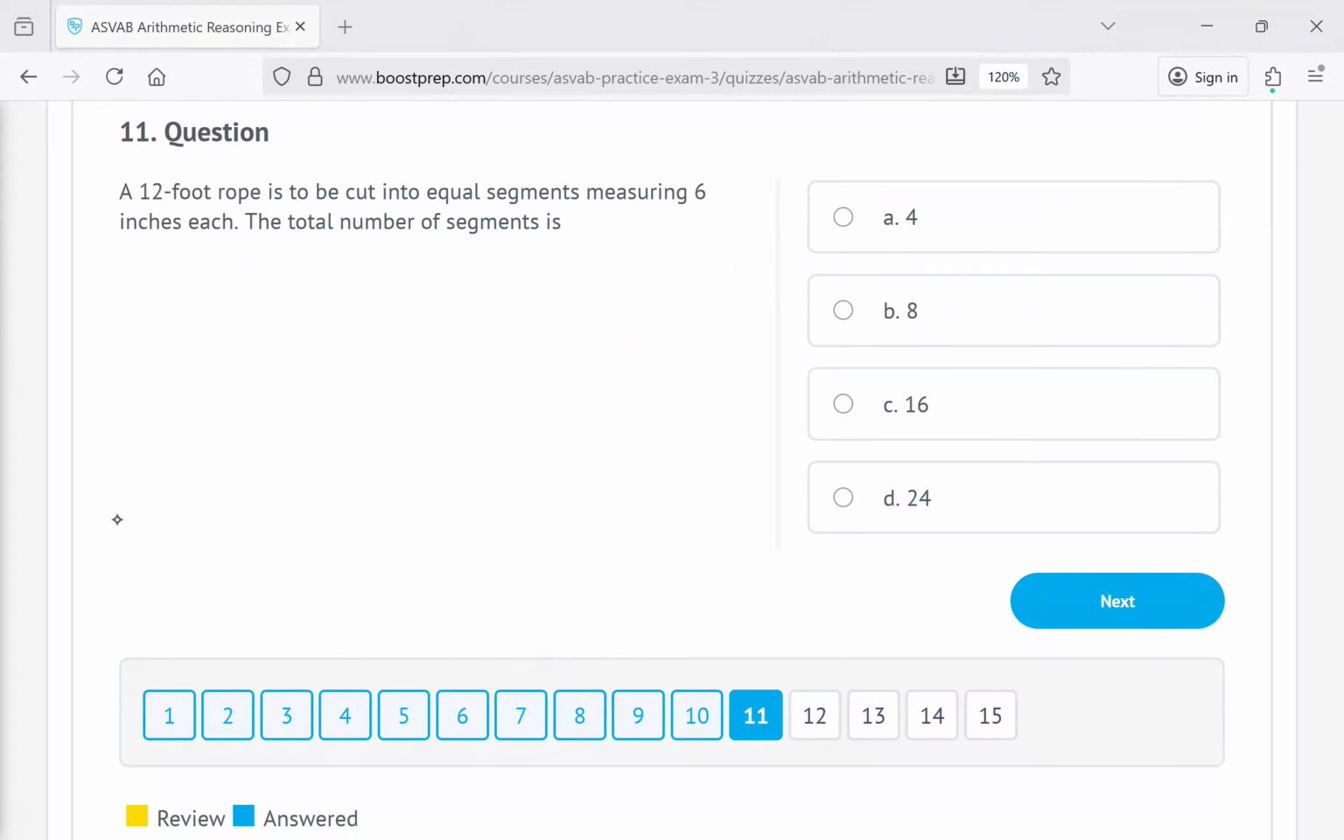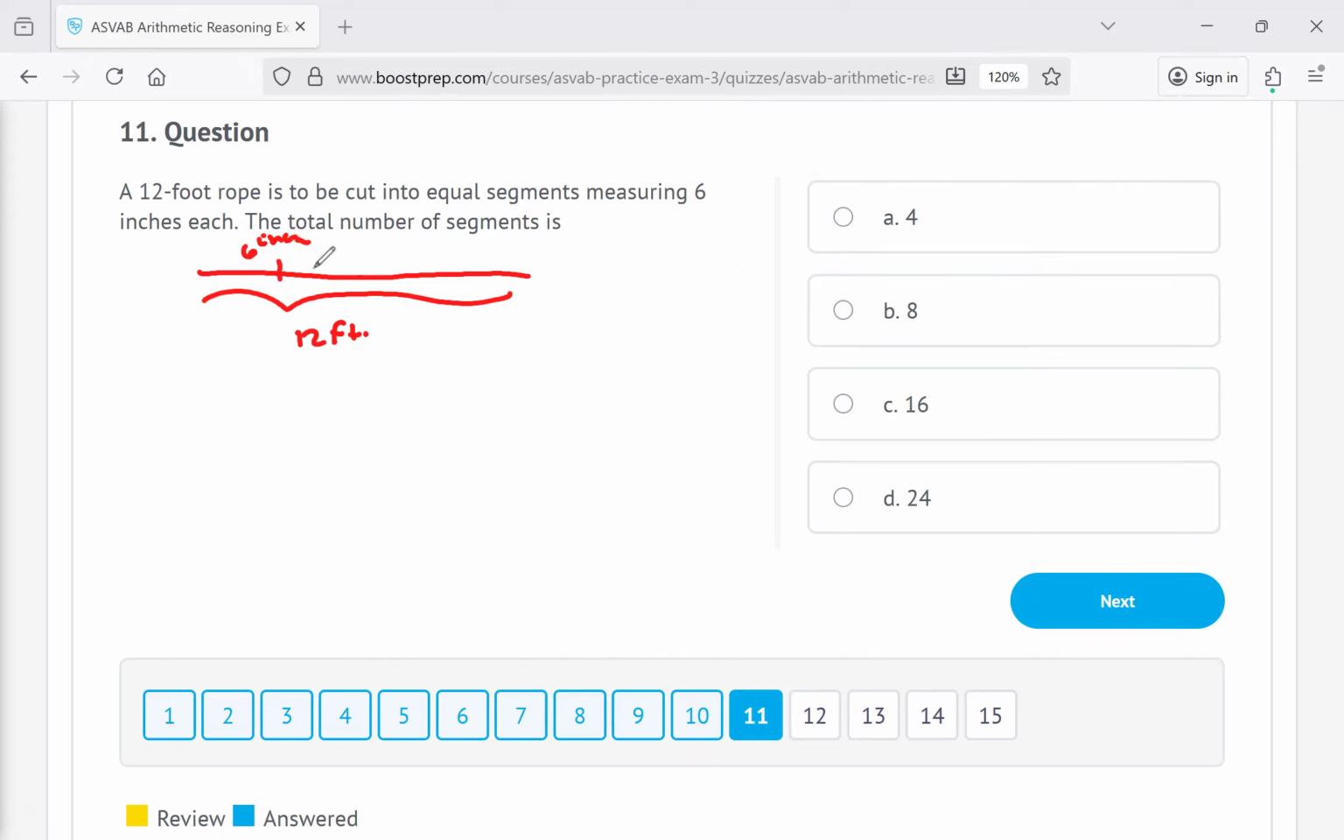11. A 12-foot rope is cut into equal segments measuring 6 inches each. What is the total number of segments? So, yeah, if you want to draw the image, here is a 12-foot rope. We gotta slice it in 6 inches, right? So the first thing I would do is we have two different units.